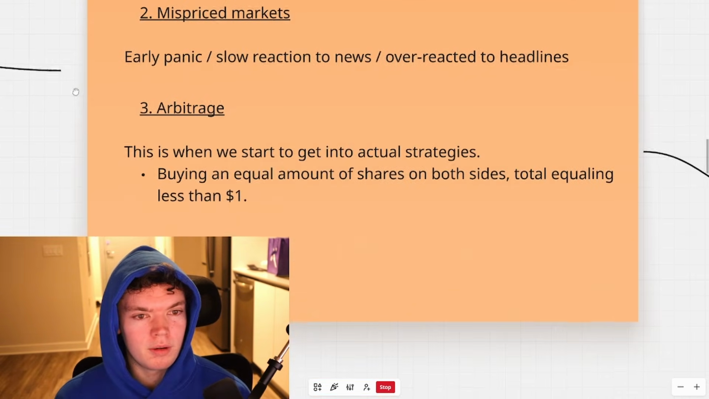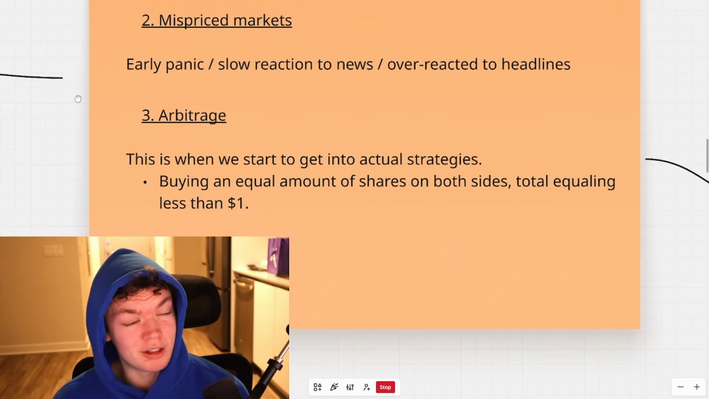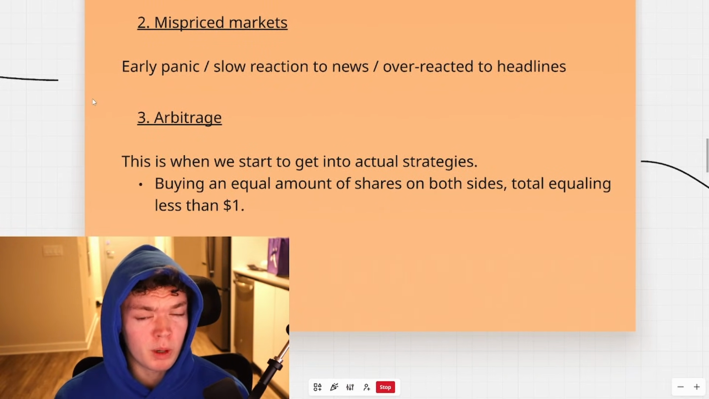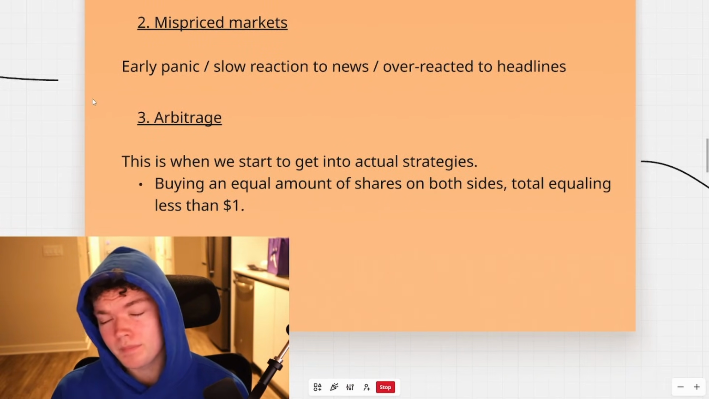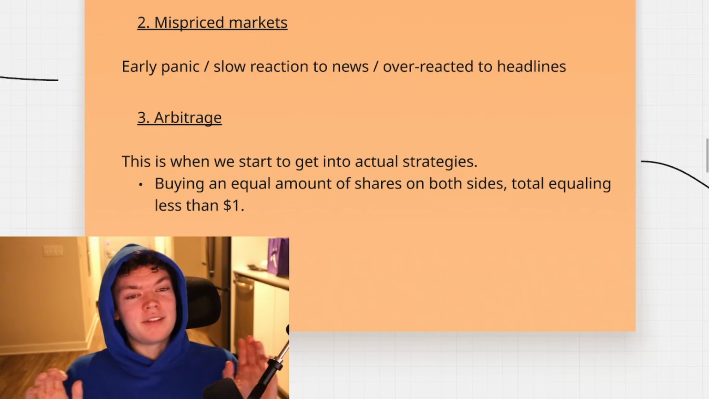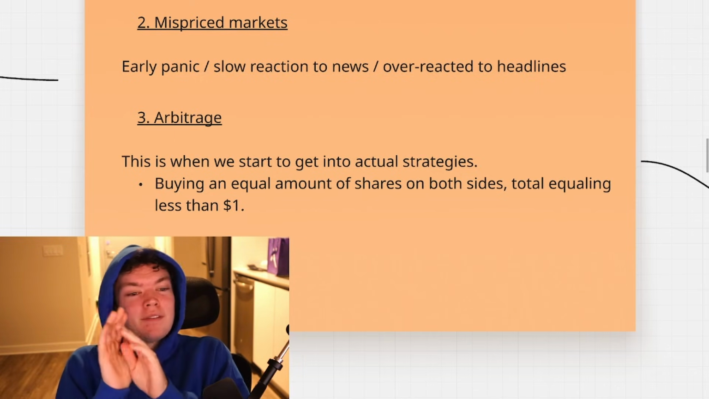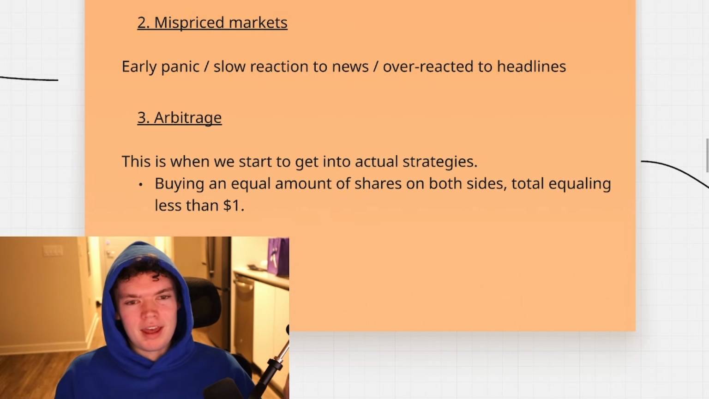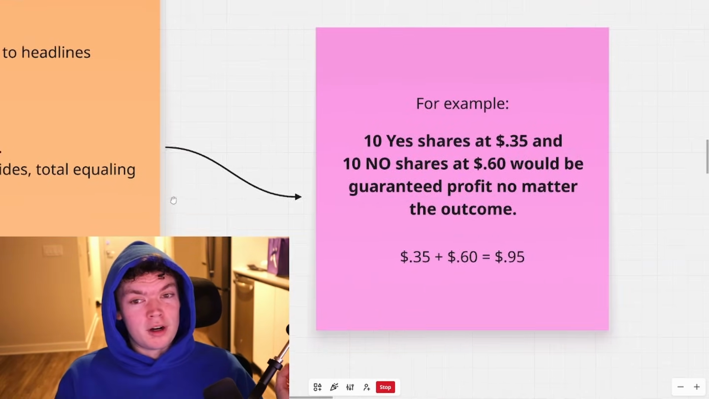So another option is arbitrage, which is where we start to get into actual strategies. Arbitrage is where you buy an equal amount of shares on both sides, both yes and no, and the total equals less than $1. I know this sounds confusing if you're a very beginner. I get it. Relax. You're going to learn these terms, okay? Let me show you an example of arbitrage.